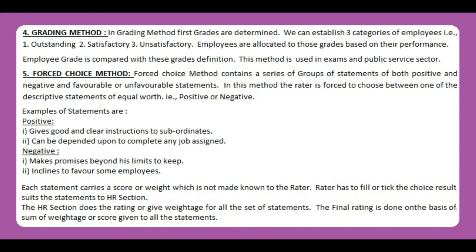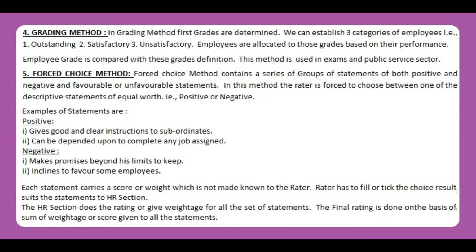Fifth one is first choice method. In this first choice method, the rater is forced to choose one of these statements, one of the descriptive statements. So that's why this is called first choice method. It contains a series of groups of statements, both positive and negative, favorable or unfavorable. In this method, the rater is forced to choose between descriptive statements of equal worth, that is positive or negative.